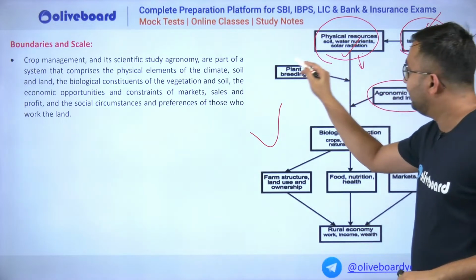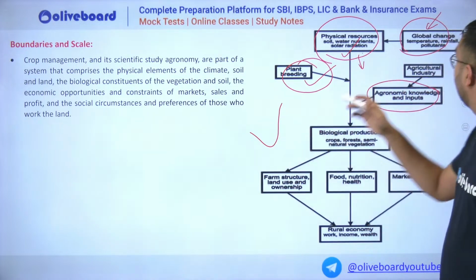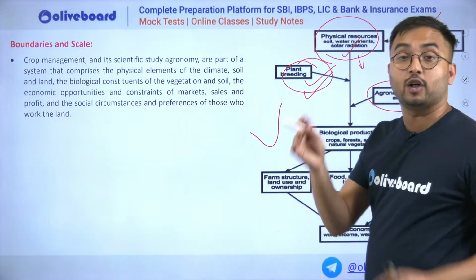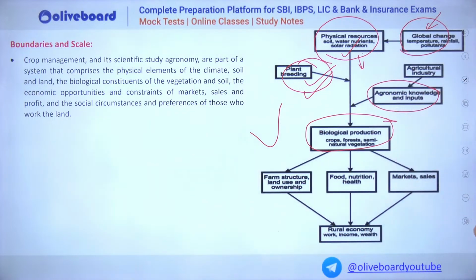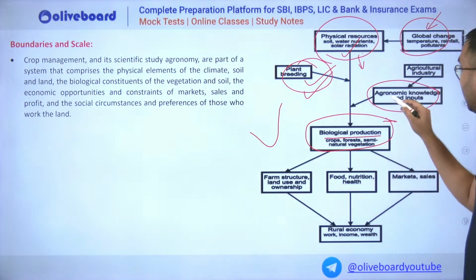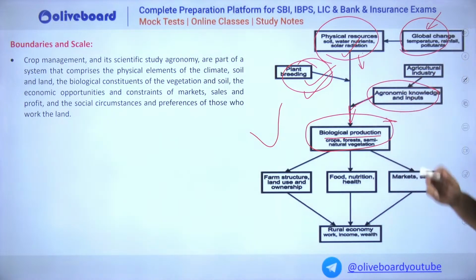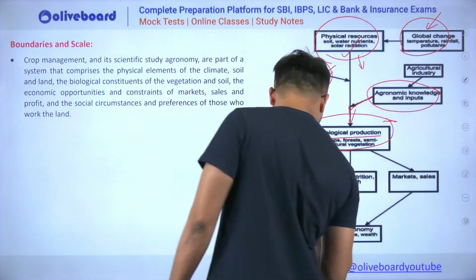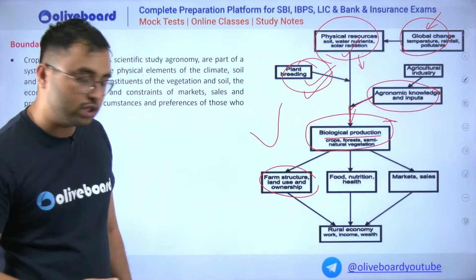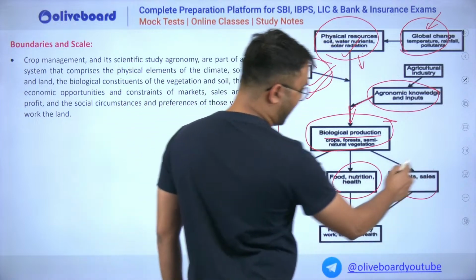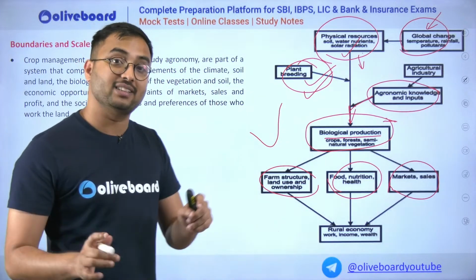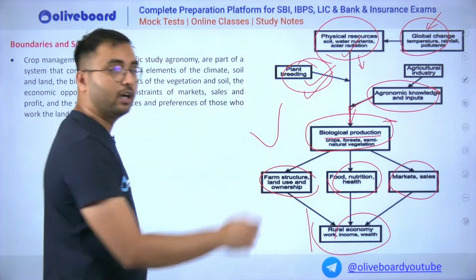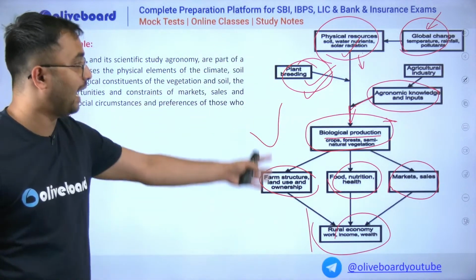Because of this, automatically different plant methodologies like plant breeding, then plant utilization, different crop combinations, choices of the crops, that can be checked, and different ways can be controlled. Then biological production, that is different crops, forests, natural vegetation. Agricultural knowledge to use this, that is cultivation of crops in such a way that farm structure, land use, ownership, food, nutrition, market, sell, all these are aligned, categorized for all the agricultural practices in such a way that overall rural economy, income, agricultural income increases. This is what agronomy does.